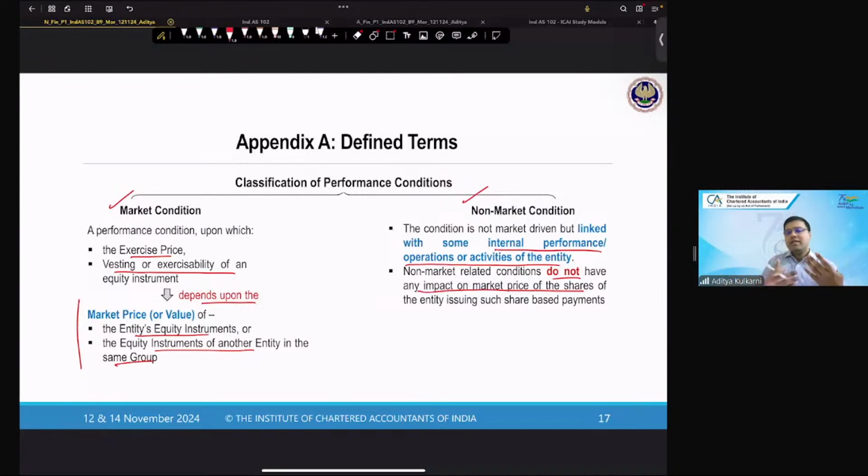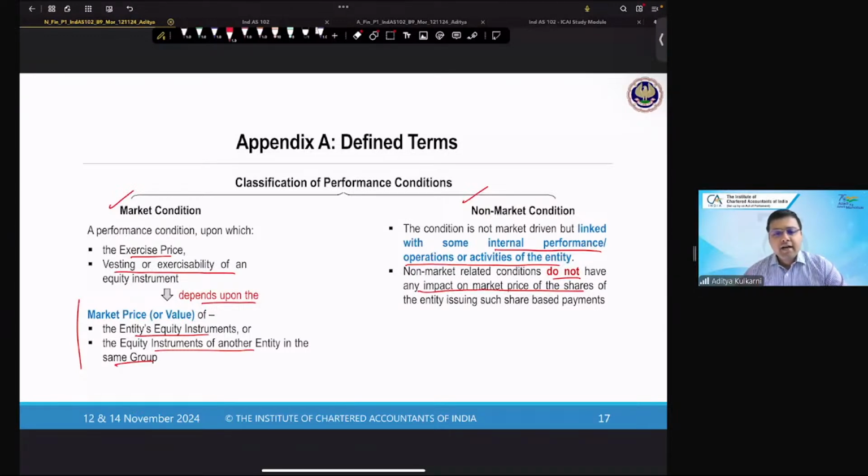Now you will come with immediate queries. Sir, but market price, how can the employee influence it? That is influenced by market conditions. Exactly my point. So how to do the accounting of a market-based performance condition differs from how to do the accounting of a non-market-based performance condition. So that is the meaning of a market-based performance condition.